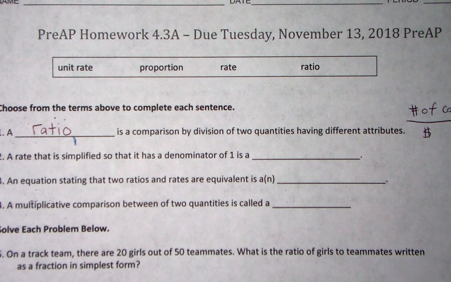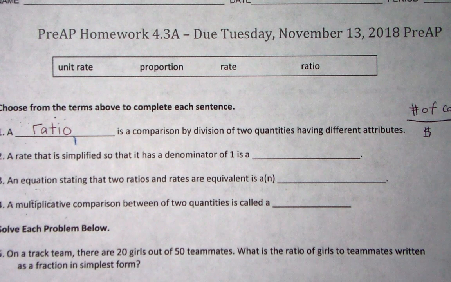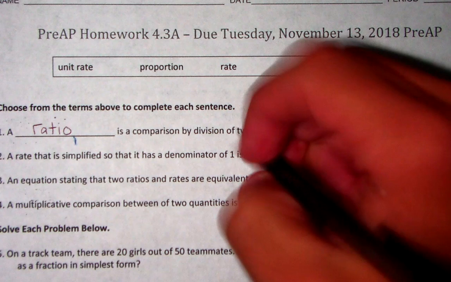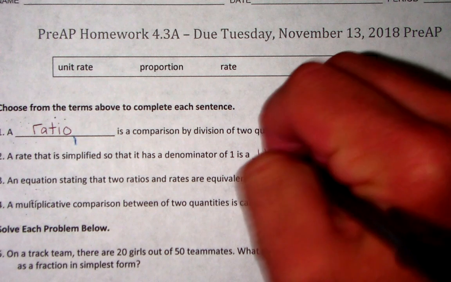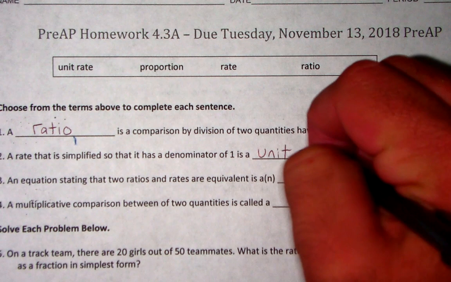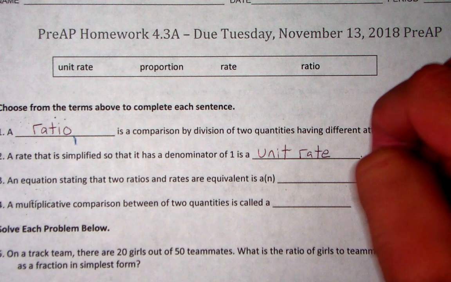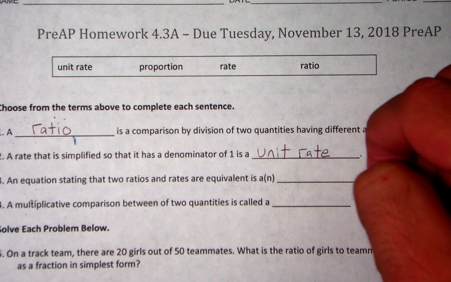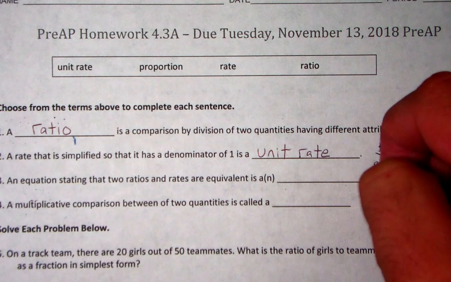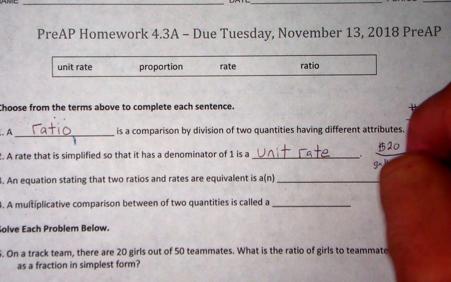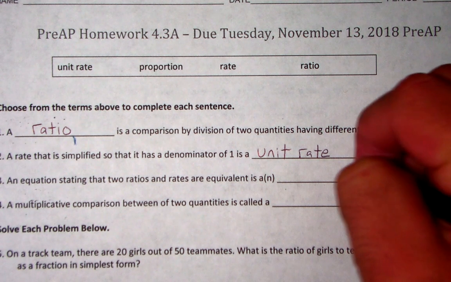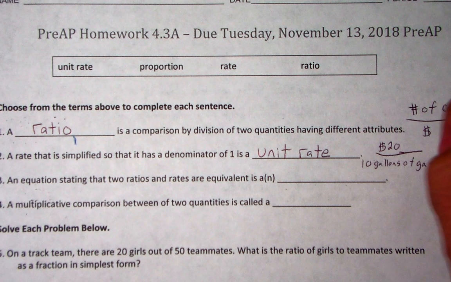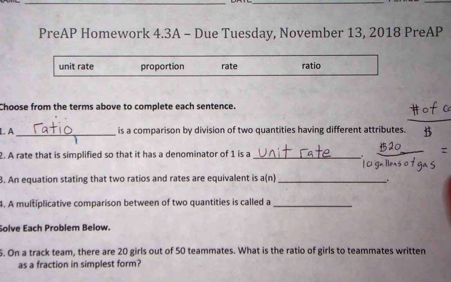Number 2, a rate that is simplified so that it has a denominator of 1 is known as a unit rate. For example, you spend $20 on 10 gallons of gas. We want to know how much would it cost for 1 gallon of gas.